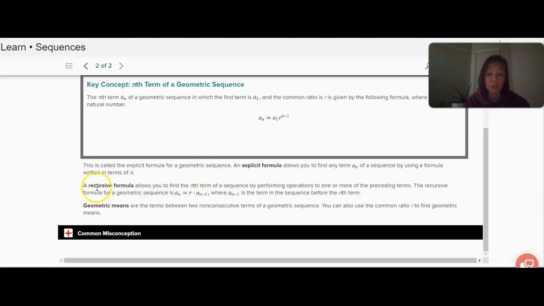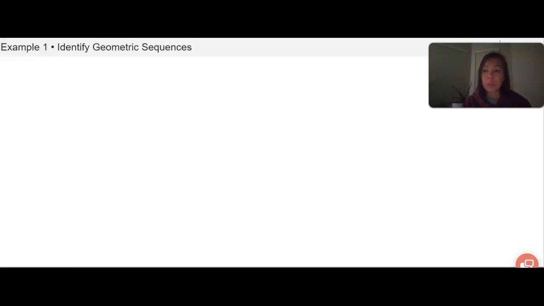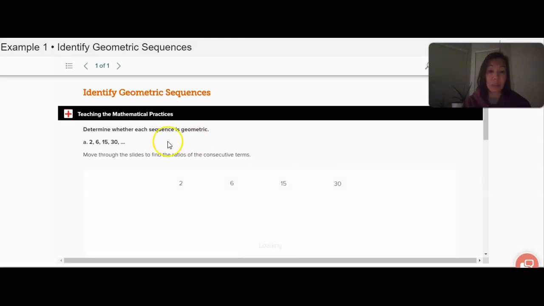And that's what our recursive formula is. So with the explicit formula, I can find the 100th term without knowing any other terms. Here I would need to know the 99th term to be able to find the 100th term. Now, another term we'll come back to is geometric means, and these are just the terms between any two non-consecutive terms in a sequence, and we'll talk about that more in a little bit. But first, let's be able to identify if a sequence is geometric.